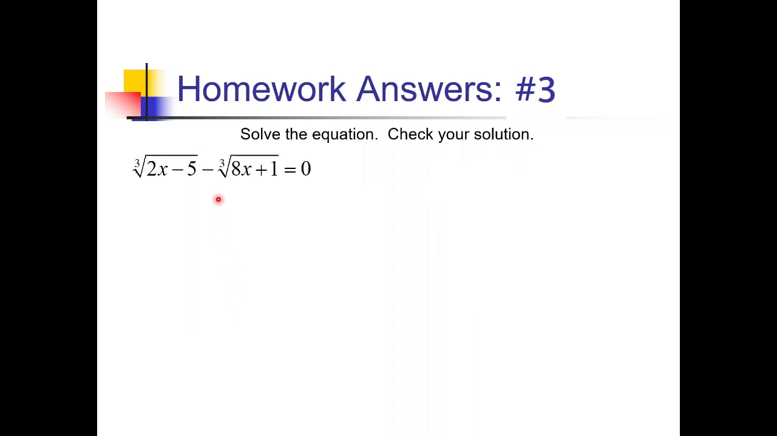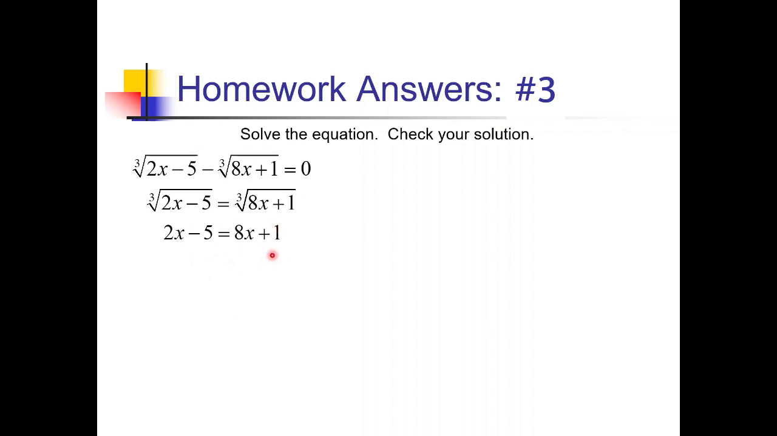To tackle this problem with these two cube roots, we're going to get exactly one cube root on each side of the equation. So I'm just going to add this cube root of 8x plus 1 over to the right side. And now, once I've done that, I can cube both sides of this to get rid of the cube root. So that's going to be 2x minus 5 equals 8x plus 1.